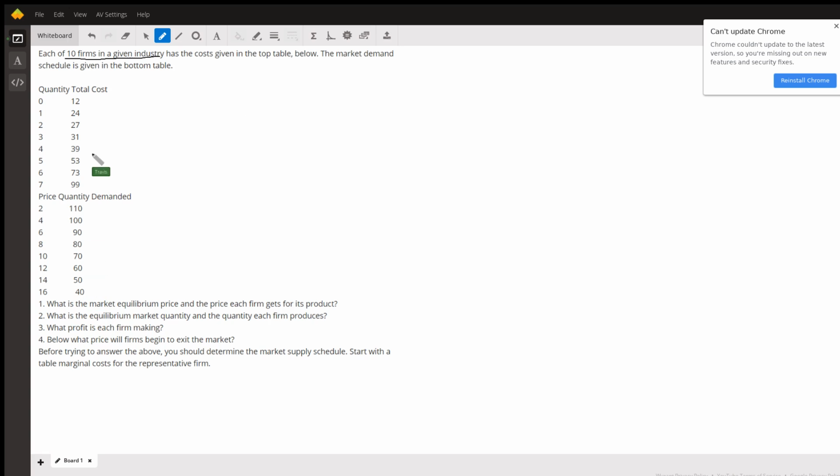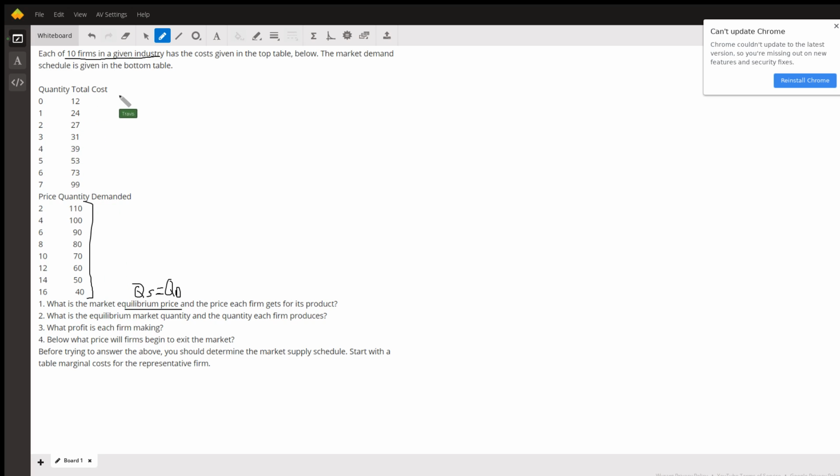So we're given this data. This data is for a single firm, and then this is for the market demand. The market equilibrium price and the price that each firm gets for its product: we're looking for the price when quantity supplied in the market equals quantity demanded in the market. So one of these numbers needs to equal the quantity demanded coming from this.